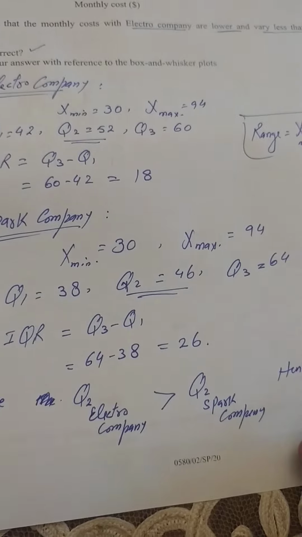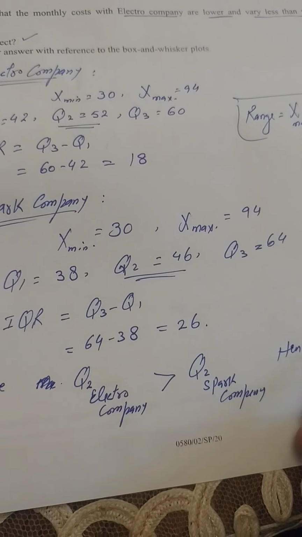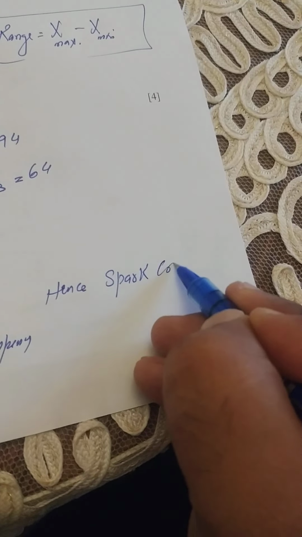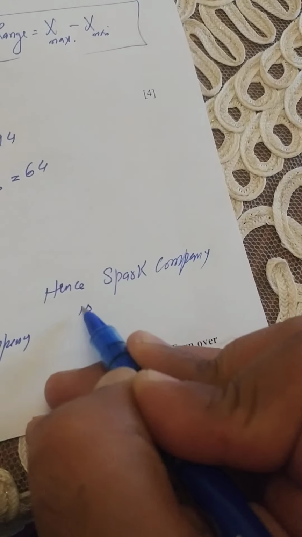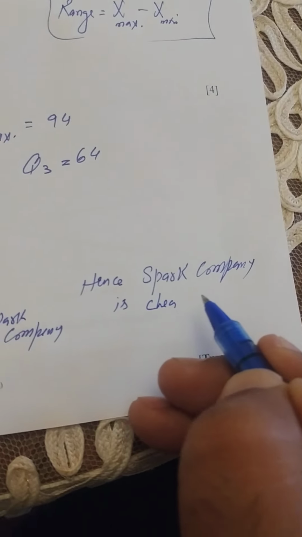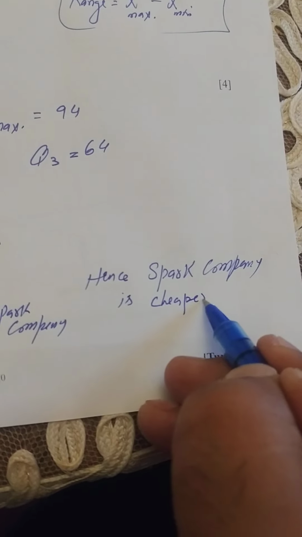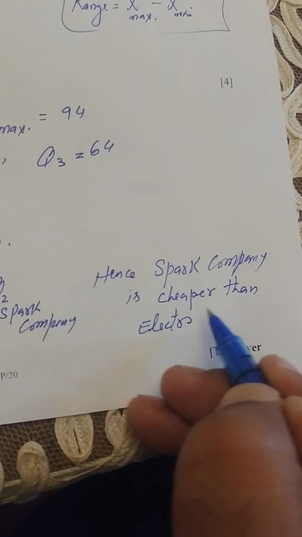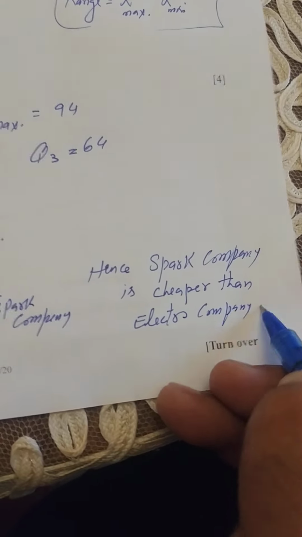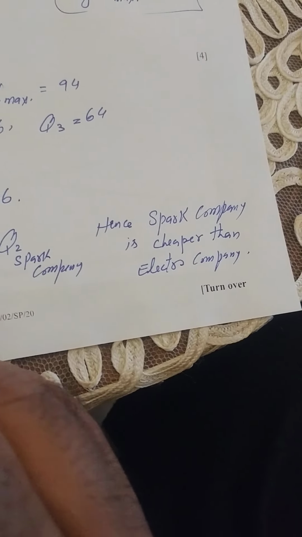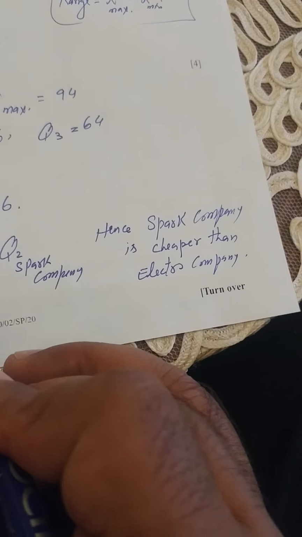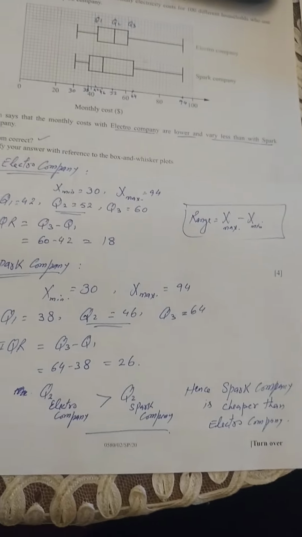Hence, Spark company is cheaper than Electro company. Or either you can see the IQR of Spark company is bigger than the Electro. So again, we will prefer the Electro company. So this is the answer. I hope it's clear to you.